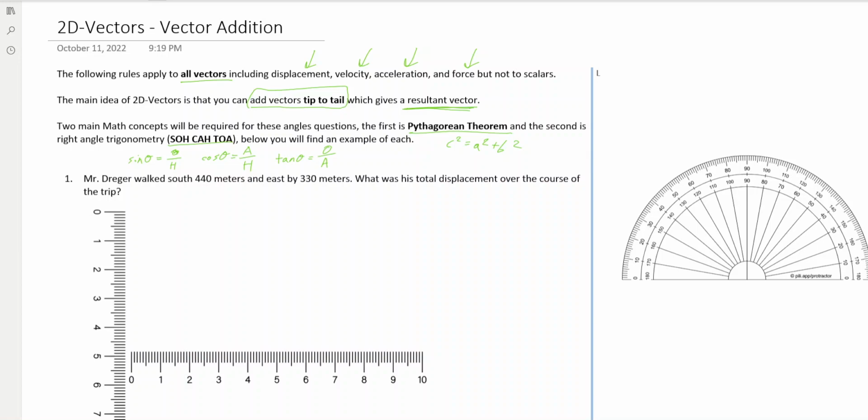Okay, so here is our first question. Mr. Drager walked south 440 meters and east by 330 meters. What was his total displacement over the course of the trip? So what we're going to do is first go south by 440 meters. I'm going to convert that to centimeters, so that would be 4.4 centimeters. And I know this won't be perfect, but this is a rough approximation.